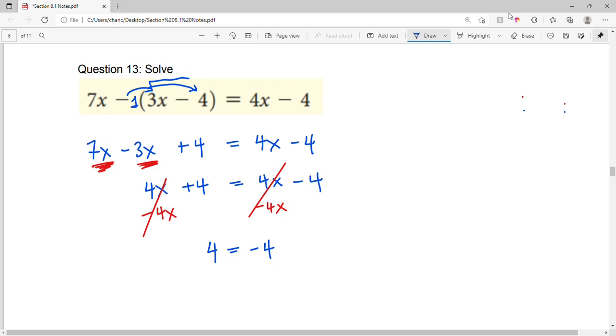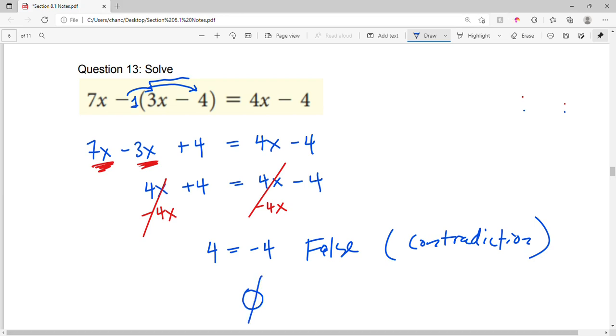And this is not true. This is a false statement, or what we call a contradiction. So what does that tell me? Well, it tells me this has no solutions. So I'm going to write the symbol for no solution. It looks like a circle with a slash through it. Or you can write the words no solution.